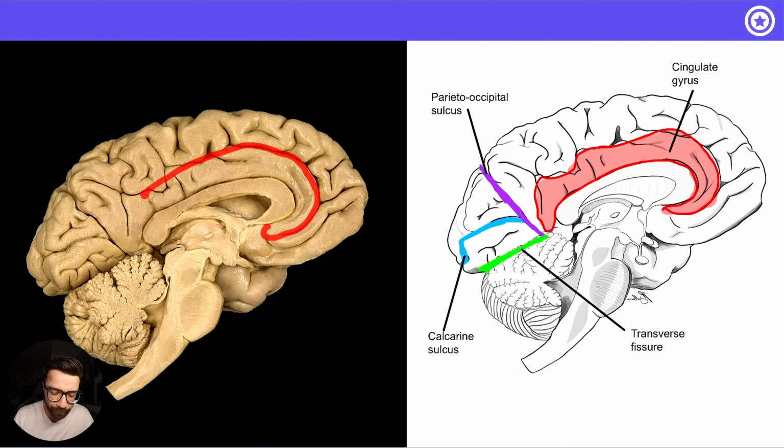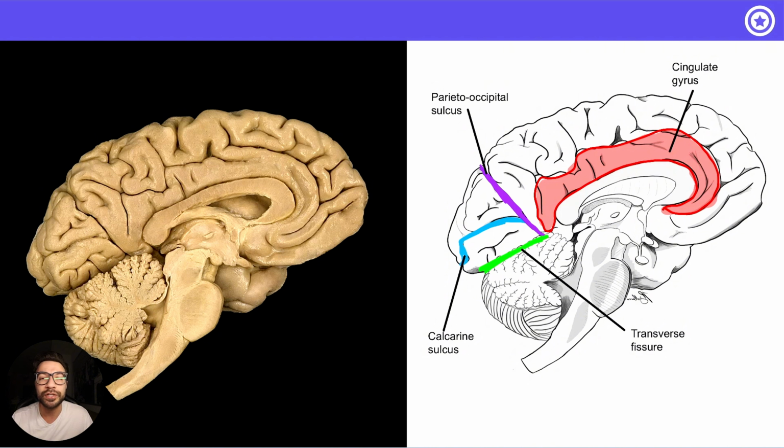and this gyrus is going to be that cingulate gyrus. And if you follow the cingulate gyrus, it's going to transition from the frontal lobe to the parietal lobe, and then it wraps around and continues as the parahippocampal gyrus as it transitions into the temporal lobe, and it ends right here at the uncus. So this gyrus directly above our corpus callosum right here is going to be our cingulate gyrus.